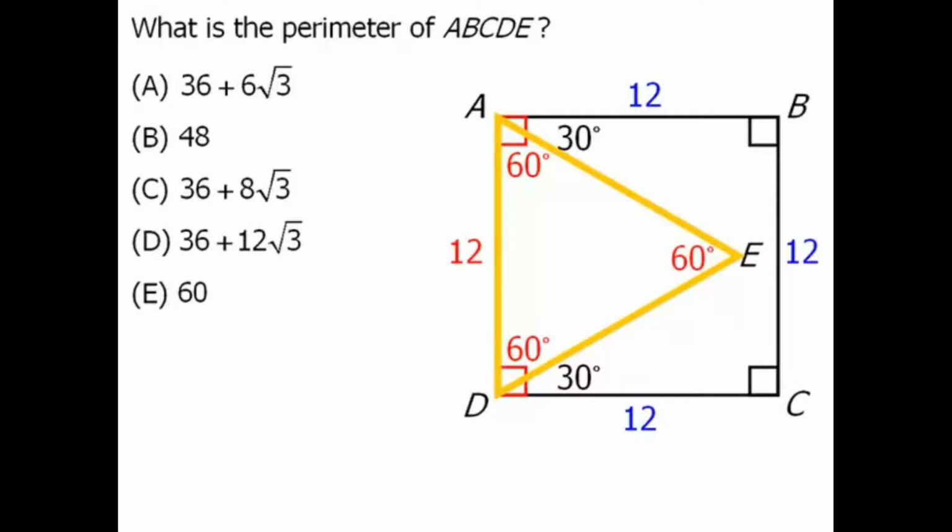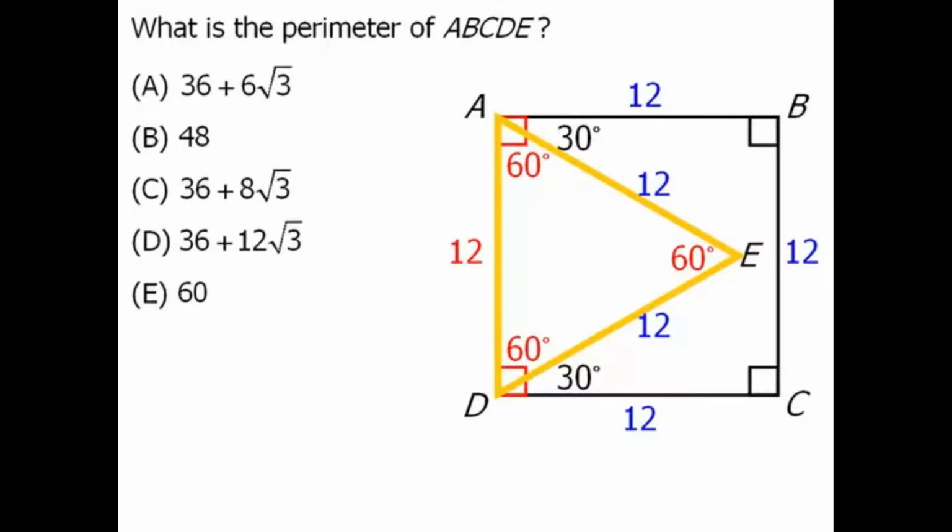Notice that all three angles are equal to 60 degrees. So our yellow triangle is an equilateral triangle, which means that all three sides must have equal length. So if length AD equals 12, then we know that AE must equal 12 and DE must equal 12.